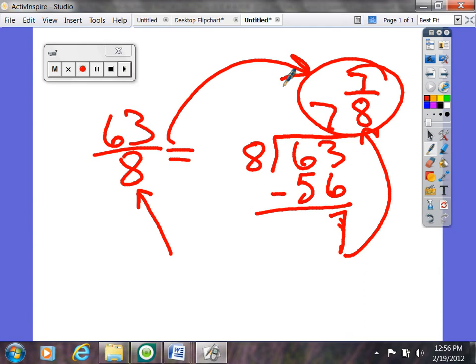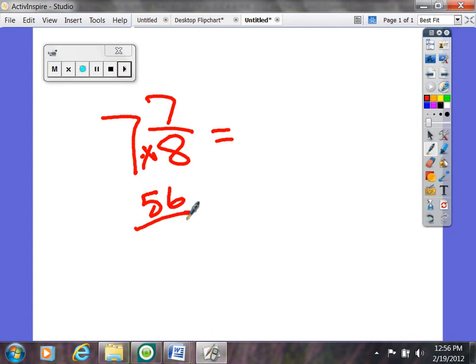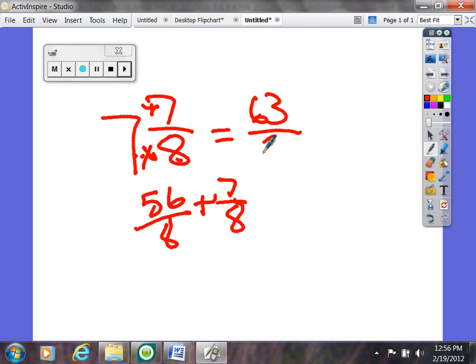Now let me just go in reverse, and I'll just show you that this is just a review of what we just did. What if I wanted to go backwards? Remember, denominator times whole number. That tells me how many eighths I have in 7 wholes. Well, I've got 56 eighths in 7 wholes. 8 times 7 is 56. Plus the 7 more eighths, and there's my 63/8 again. So I went from one form back to another.